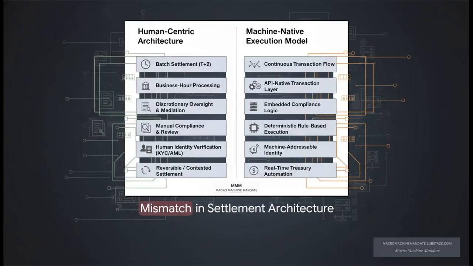The human-centric model tolerates batch settlement, like T+2, because humans naturally tolerate and frankly need delay to catch errors. It allows for reversible or contested settlement because humans make mistakes. But the machine-native execution model requires continuous flow, embedded compliance logic, and real-time automation. Discretionary human oversight simply cannot keep up with machine-speed transaction flows.